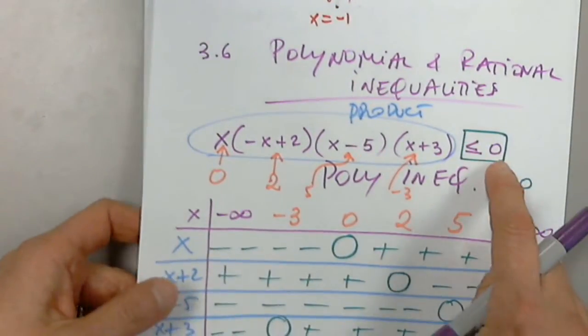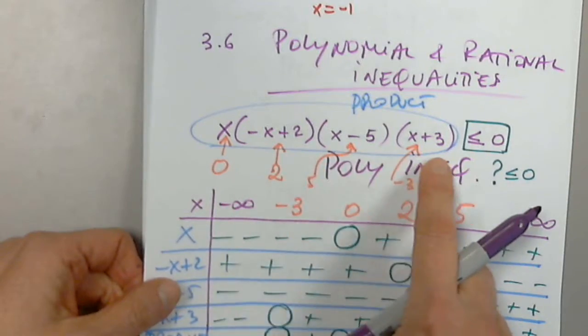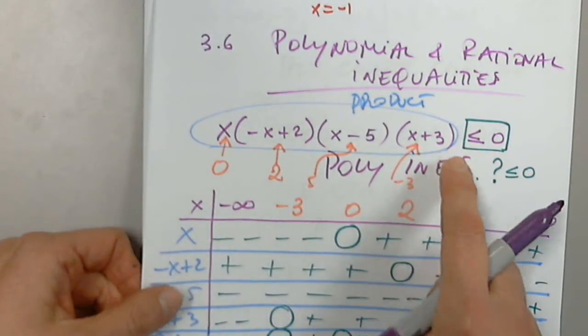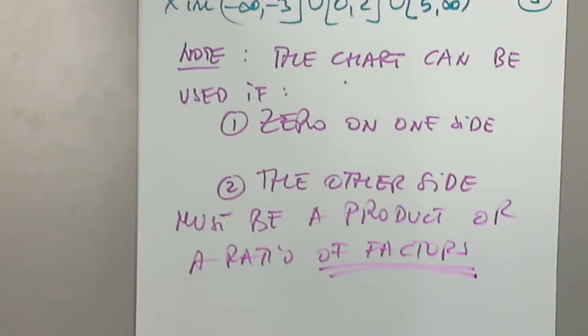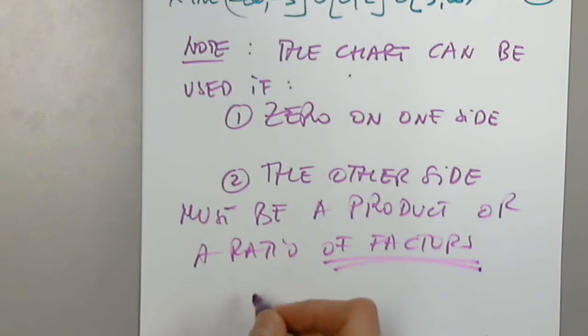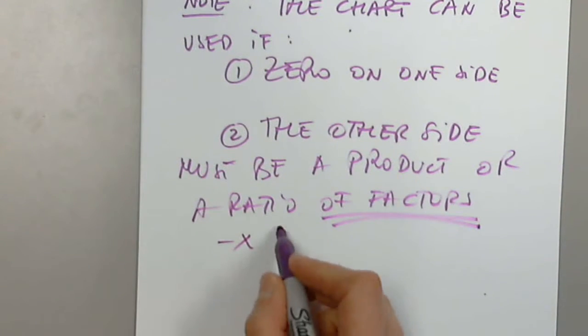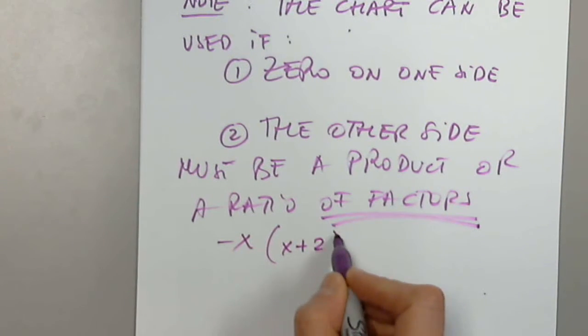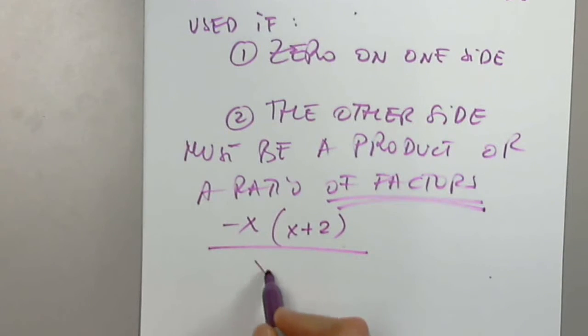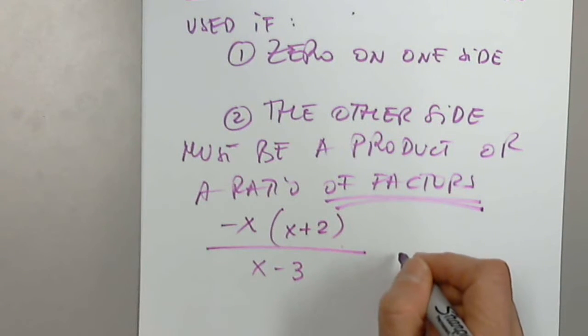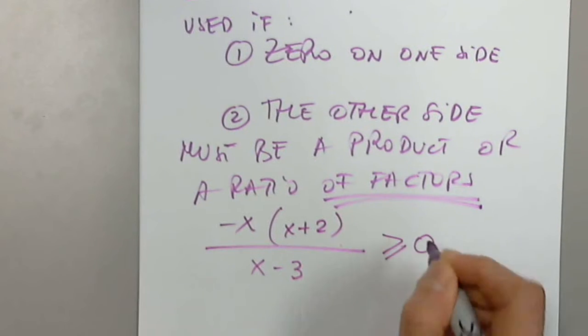So this one is 0 on one side. Is this a product of factors? Yes, that's why we were able to use the chart. Otherwise, we cannot. The chart will not work. Okay, so I'm going to make one up. Let's say negative x plus 2 divided by x minus 3 is greater than or equal to 0.